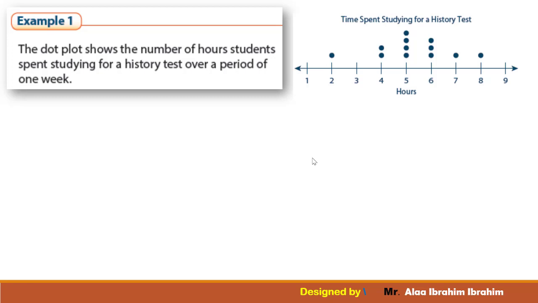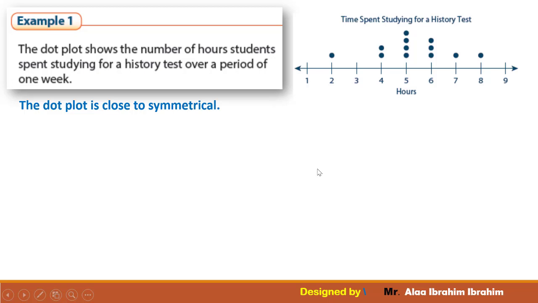So I give you here a dot plot. This number line gives you many values. The value 2 appears one time, 4 two times, 5 about 4 times, 6 three times, 7 one time, and 8 also one time. So this is your data.